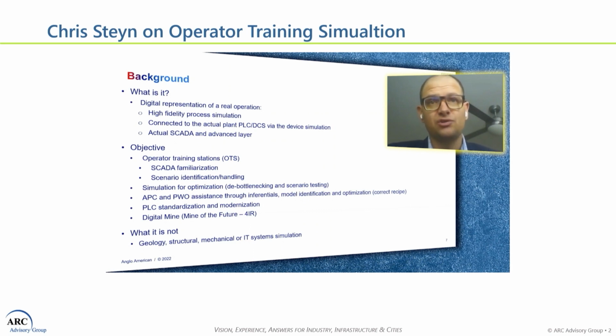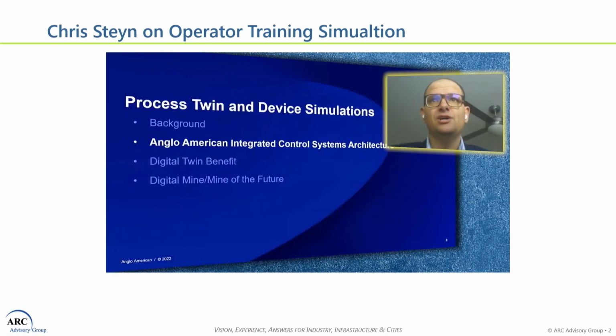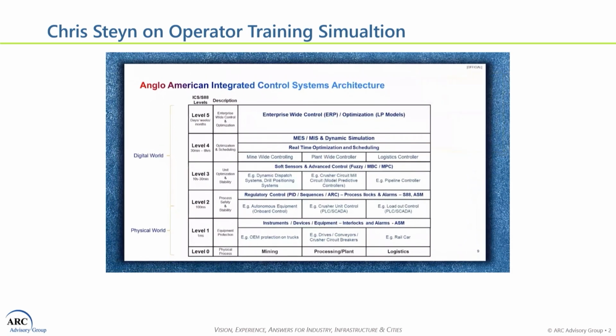It's not structural, it's not mechanical, and it does not include the IT systems infrastructure. Okay, so Anglo uses an ISA or S88 structure, which is comprised of 5 levels. Level 0 is the actual plant, mining, logistics. Level 1 is the instruments, devices, equipment, like I mentioned.